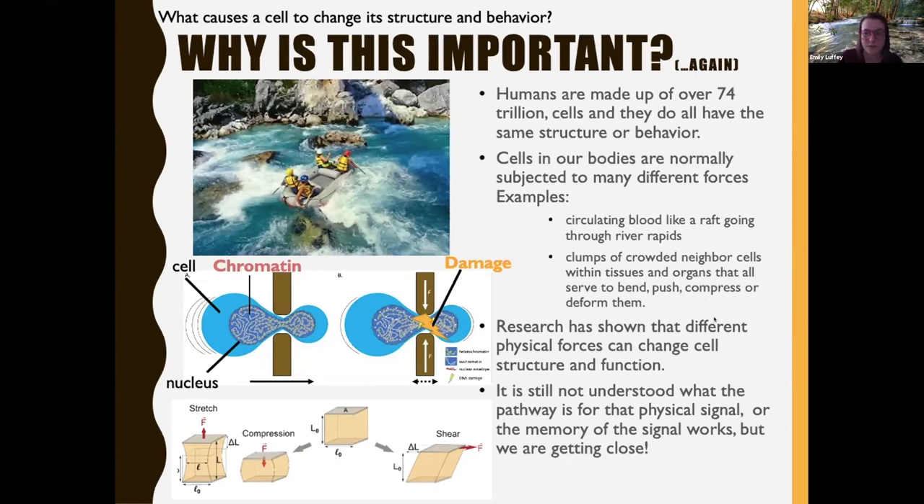And then also there's clumps of crowded neighbor cells within tissues and organs that are all bending, pushing, compressing, and deforming. For example, I have this image below the river raft of a cell squeezing through a narrow gap. And as the cell squeezes through a narrow gap, there are forces put onto the chromatin inside the cell, which cause damage, and proteins regulate the repair of them. So research has shown that these physical forces can cause changes to the structure and function of the cells, and it all comes down to the structure of chromatin.